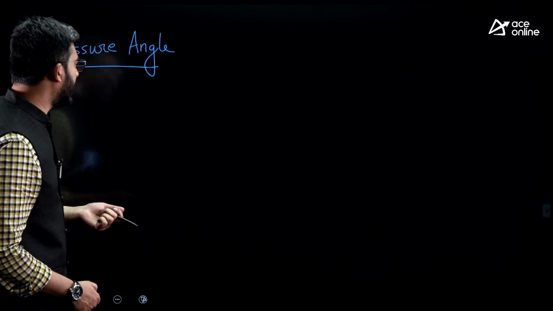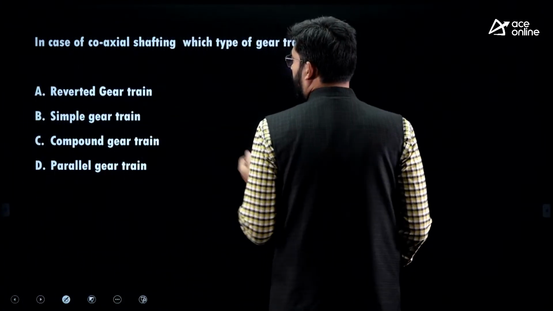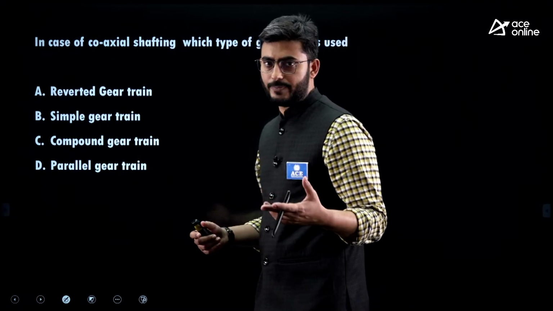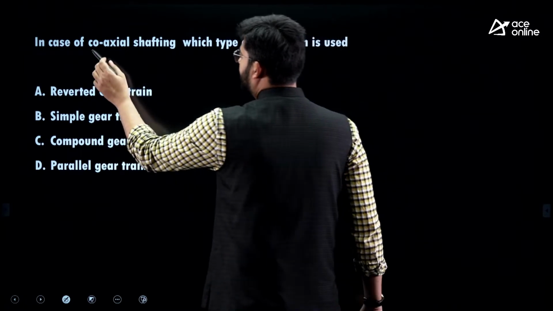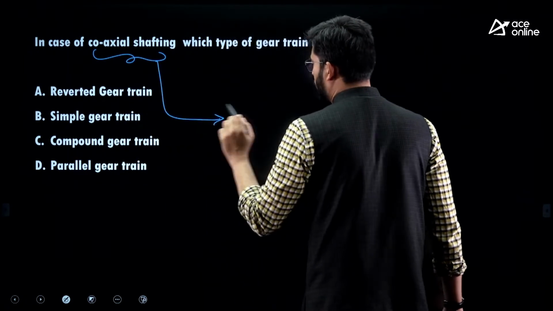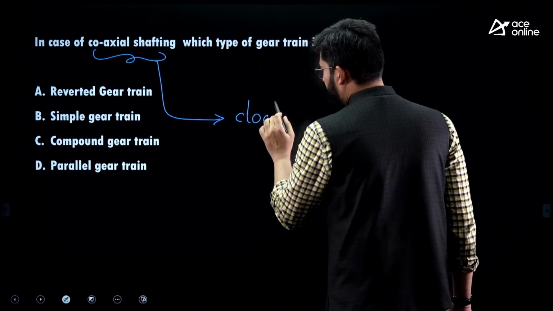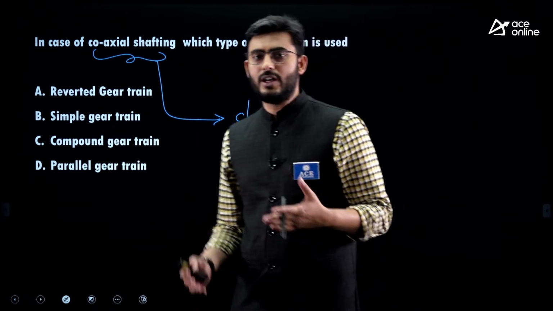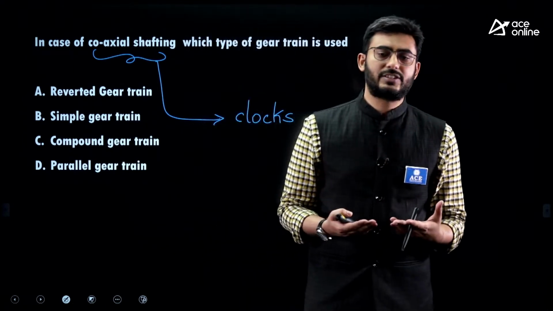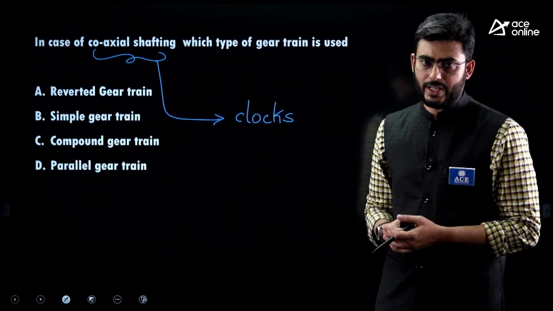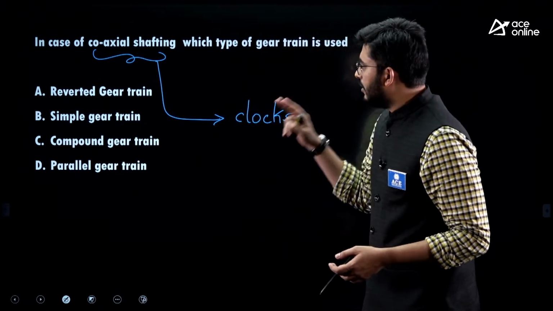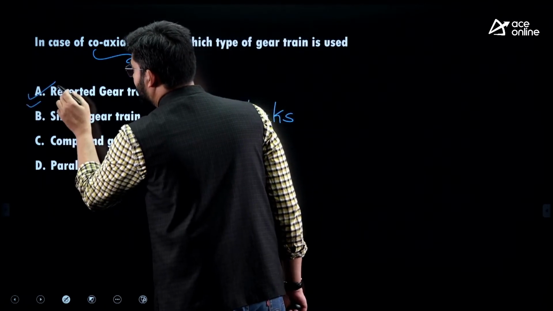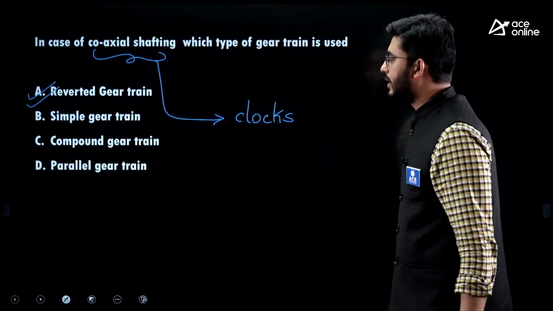Let us go to the next question. In case of coaxial shafting, which type of gear train is used? A very common application of coaxial shafting we will find in clocks. In clocks you can see the speed of the seconds arm, the minutes arm and the hours arm will be varying. For that we will be using the reverted gear train, guys.